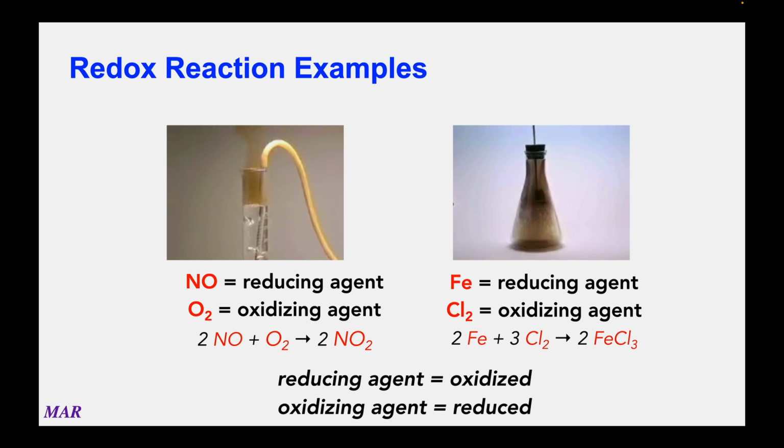You can see they're nonmetals and nonmetals, metals and nonmetals, all different kinds of capabilities and reaction types will happen when it comes to redox. And there's oftentimes a lot of energy given off, and they're pretty cool. The important thing about redox, once again, is that when you hear reducing agent, that means that things are oxidized. And if you hear about oxidizing agents, those are things that are being reduced.